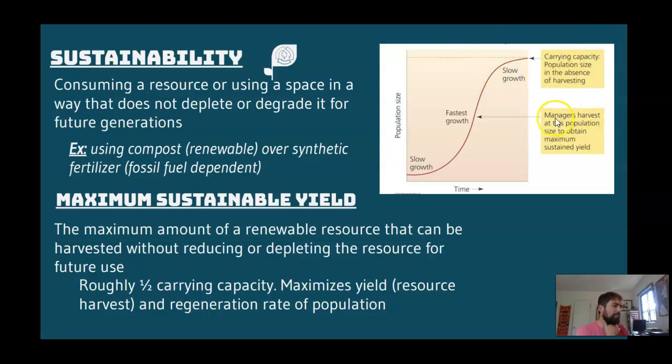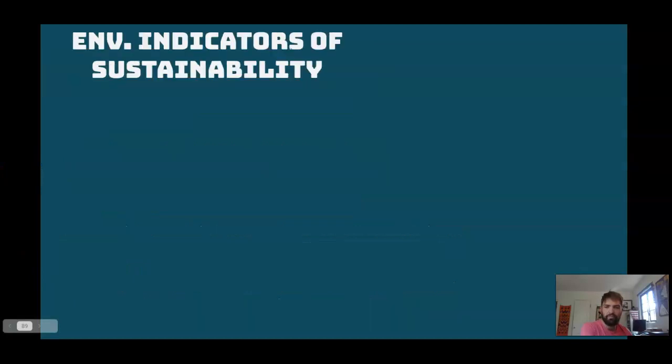So managers would harvest at this population size to obtain the maximum sustained yield, when things are the most abundant and most able to reproduce. And that's what it means, 1/2 of carrying capacity for maximum yield and regeneration rate of a population. So this could be fishing, farming, anything that we do, right?